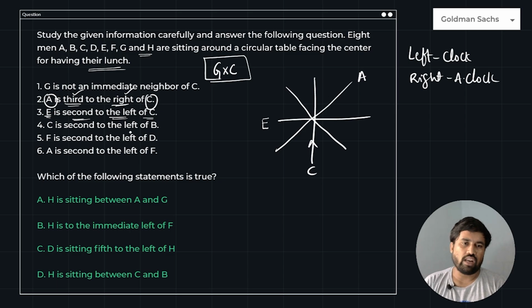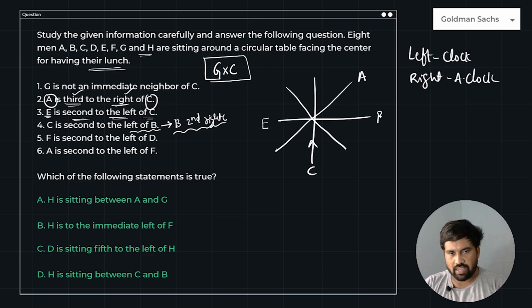C is second to the left of B. So C is second to the left of B means I already fixed C, but I don't know if B is fixed or not. Even if B is not fixed, whoever is fixed, you have to do the problem with respect to that person. So I can assume this statement in a reverse way as B is second right of C. This is how you have to read this statement. B is second to the right of C. C's right hand is nothing but anti-clockwise, 1, 2. So B will be here.